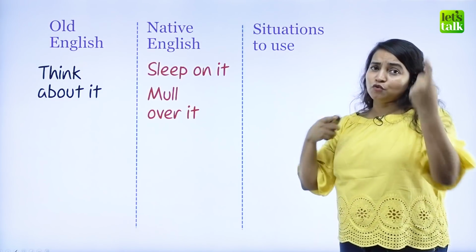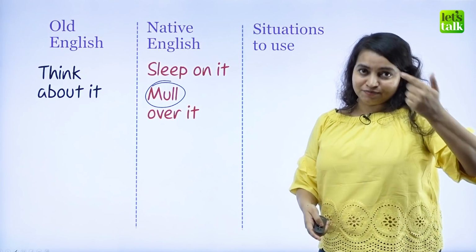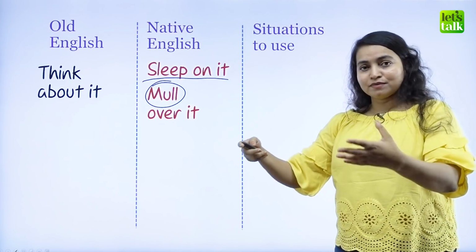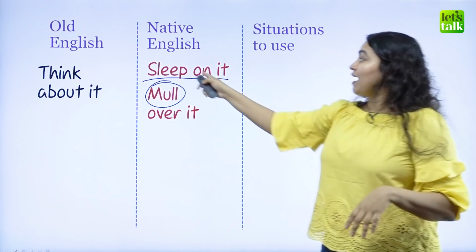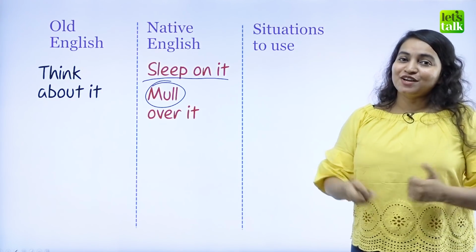Why don't you mull over it? Mull basically means to think something through. Sleep on it means take a while, go to sleep, take enough time to really go through your thoughts, and that's where these two phrases come from. Very commonly used by native English speakers.